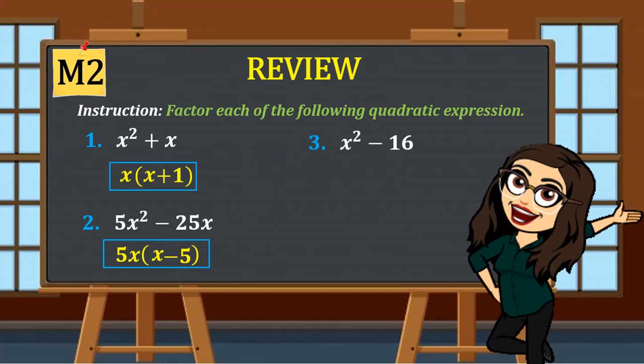For number 3, the given is x squared minus 16. Since there is no common factor between the two terms, we will follow this procedure. First, determine the factors of the first term. The factors of x squared are x and x. Next, the factors of the last term. The factors of negative 16 are negative 4 and positive 4. I hope you remember this kind of example, which is the product of the sum and difference of two binomials.